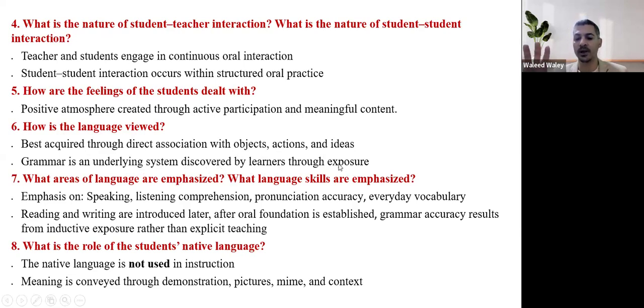So they have to see the examples, read them, and then the teacher elicits from them the grammatical rule. What areas of language are emphasized here? The emphasis was on speaking, listening, comprehension before reading and writing. The role of the student's native language was not used from the very beginning of the lesson itself. So this is the difference between the grammar translation method and the direct method.